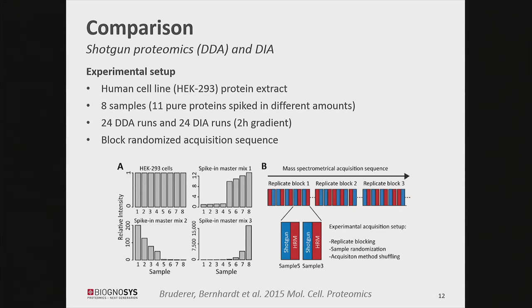And then to make it really fair, we also used an acquisition sequence where we were always acquiring on HRAM, so DIA, shotgun, DIA, shotgun, so that it was really the same setup, same chromatography, and we also followed best practices for shotgun.